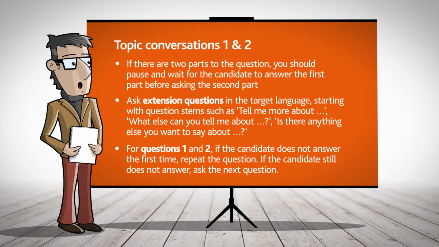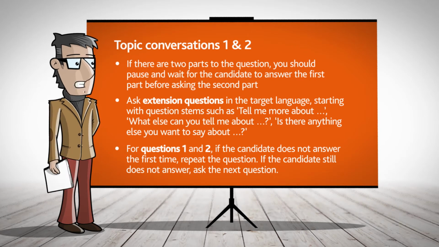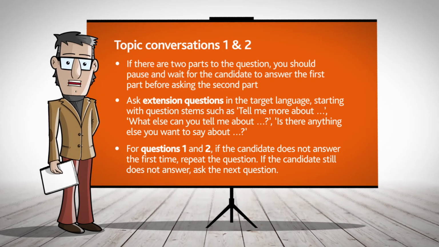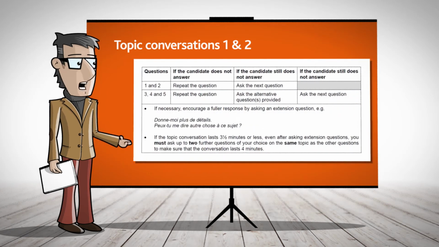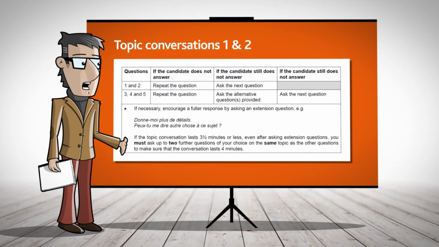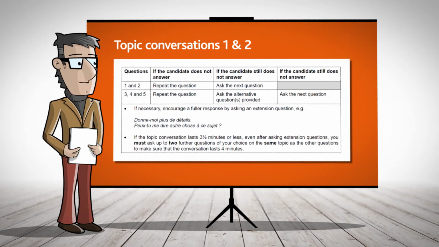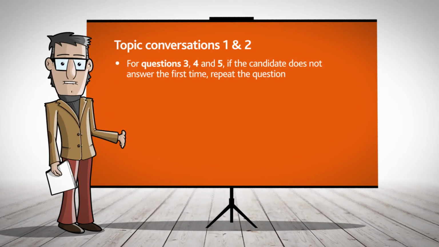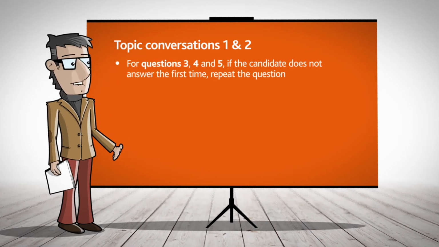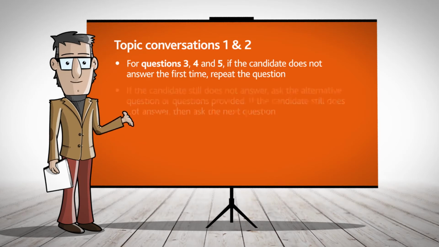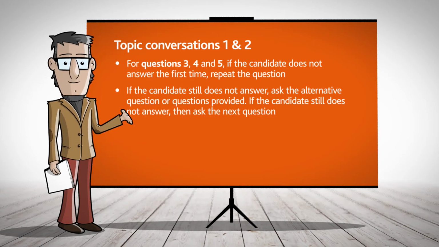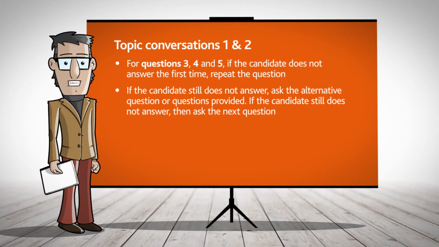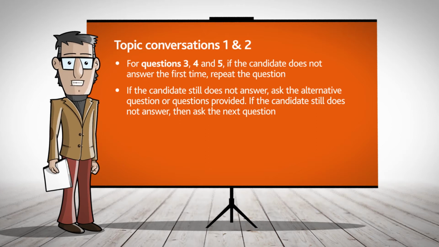For questions 1 and 2, if the candidate does not answer the first time, repeat the question. If the candidate still does not answer, ask the next question. Refer to this grid in the Instructions for Teachers' Examiners booklet. For questions 3, 4 and 5, if the candidate does not answer the first time, repeat the question. If the candidate still does not answer, ask the alternative question or questions provided. If the candidate still does not answer, then ask the next question.